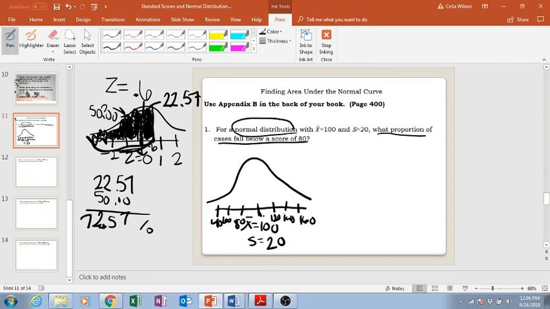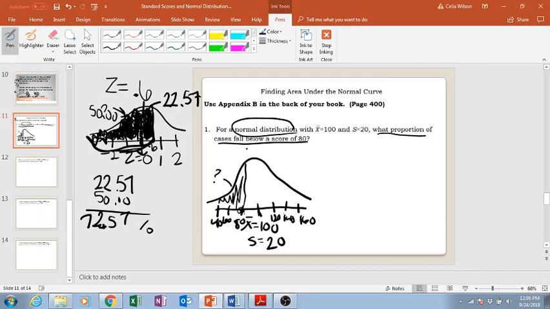All right, now it wants to know what proportion of cases fall below a score of 80. So if this is my 80, it's asking me, what is this area over here, right? That's my question. I don't know what that area is, because it wants the area below 80.